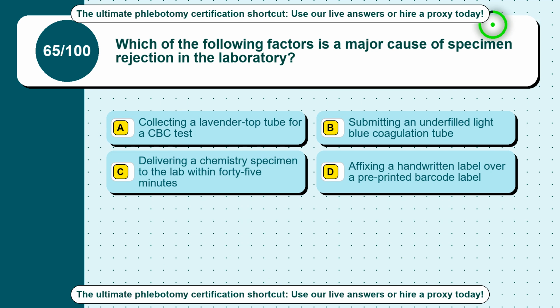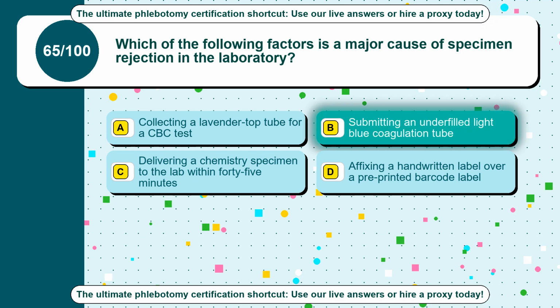Question 65. Which of the following factors is a major cause of specimen rejection in the laboratory? Option A, collecting a lavender top tube for a CBC test. Option B, submitting an underfilled light blue coagulation tube. Option C, delivering a chemistry specimen to the lab within 4 to 5 minutes. Option D, affixing a handwritten label over a pre-printed barcode label. The correct answer is option B, submitting an underfilled light blue coagulation tube.